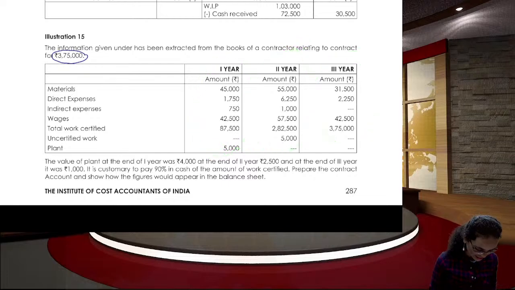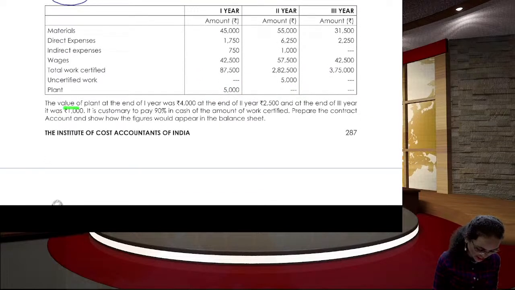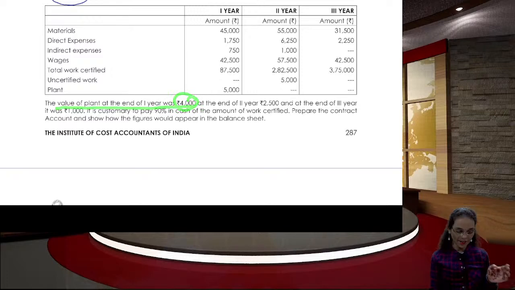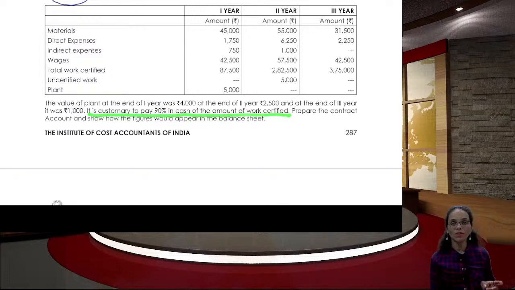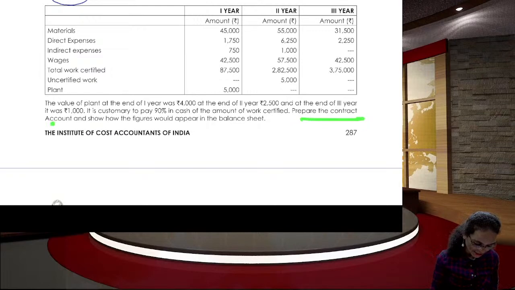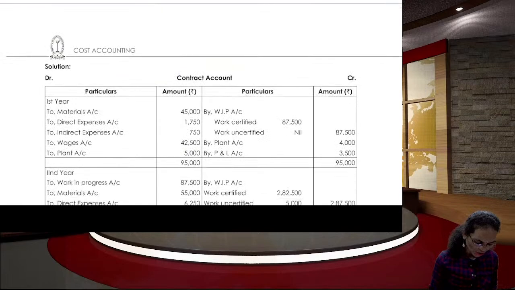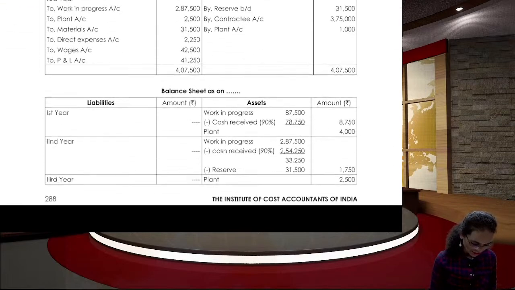Now what is he asking? He is saying the information again. The value of the plant at the end of the 1st year was 4,000 rupees, at the end of the second year this much, and at the end of the third year this much. It is customary to pay 90% in cash of the work certified. Only 90% of the work certified we are getting as cash. Prepare the contract account and show how the figures would appear in the balance sheet.